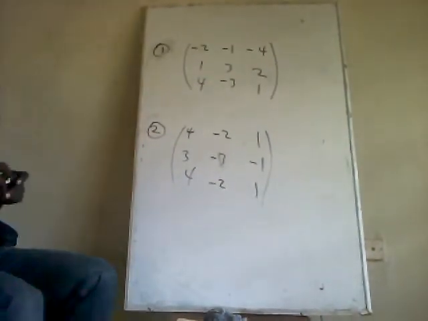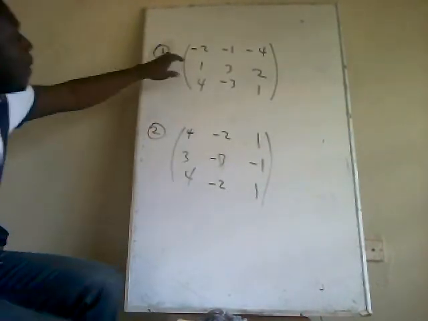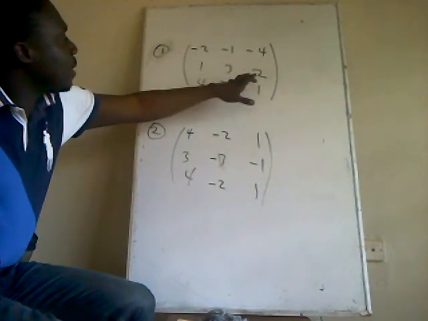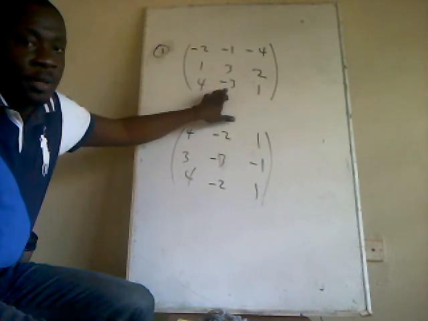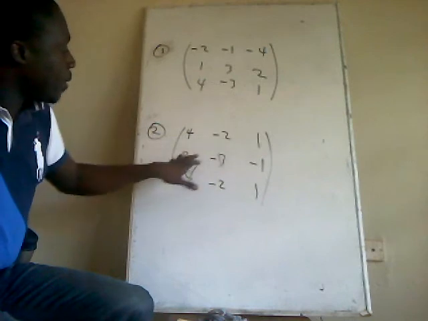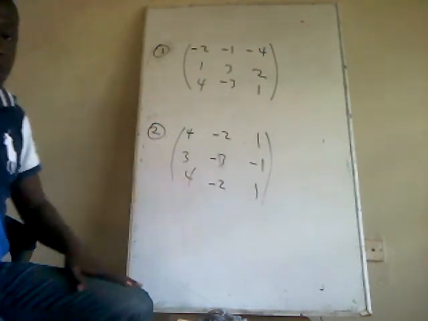I hope it can be seen clearly. Now this is a minus 3, eh? Okay, let me just recite it. Minus 2, minus 1, minus 4. 1, 3, 2, 4, minus 1, 4, minus 3, sorry, 1. And you have 4, minus 2, 1, 3, minus 3, minus 1, 4, minus 2, 1.